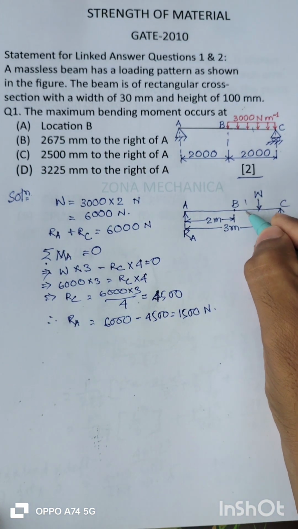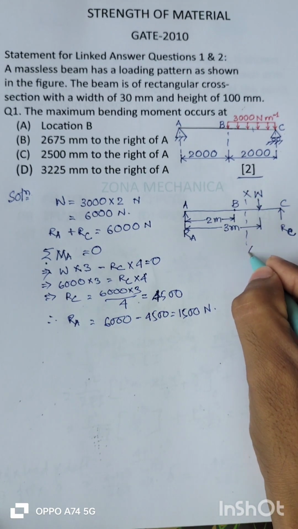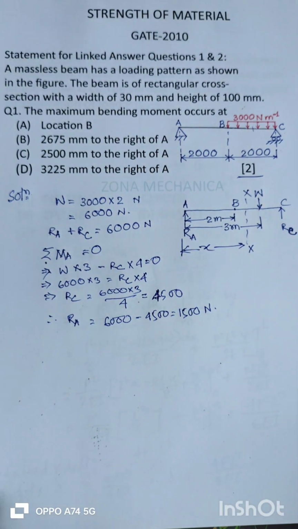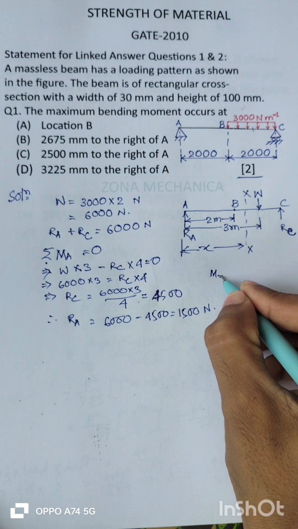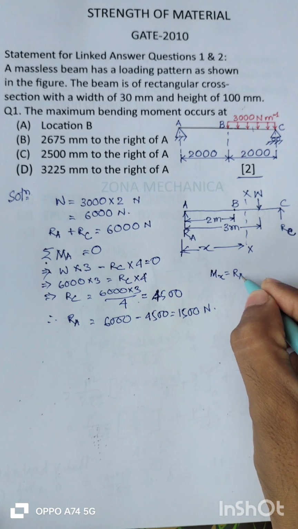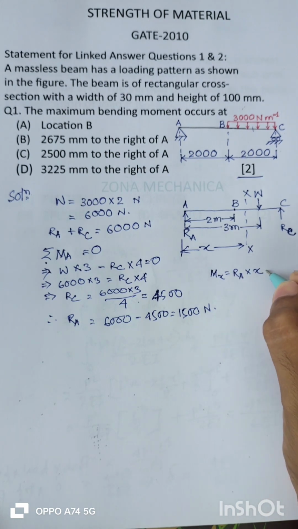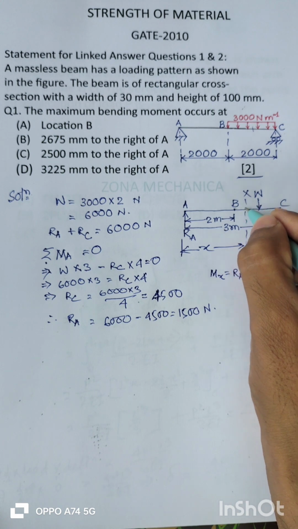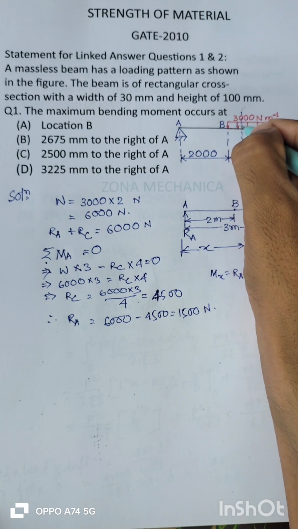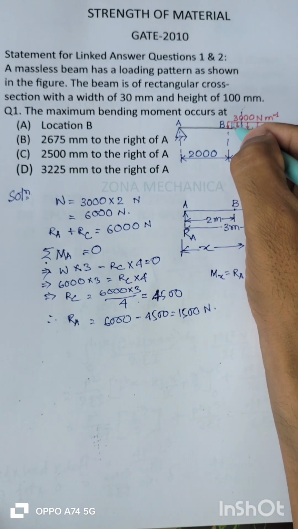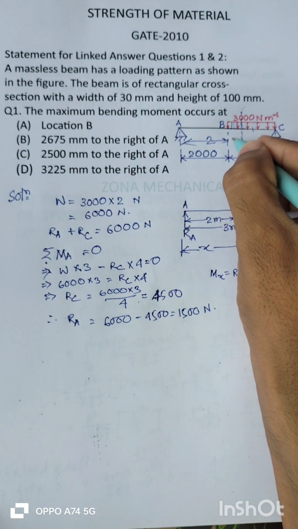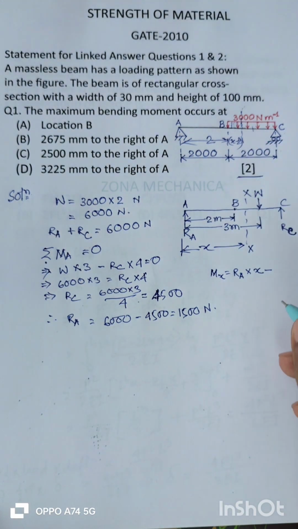Now for the moment, let us take a section XX over here at x distance from the end A. So the moment at section XX will be equal to RA into x minus, so this much portion of loading will be there. So if this is the XX section, then this much load will act. So this is x minus 2, this is 2 meters, so this portion is x minus 2.